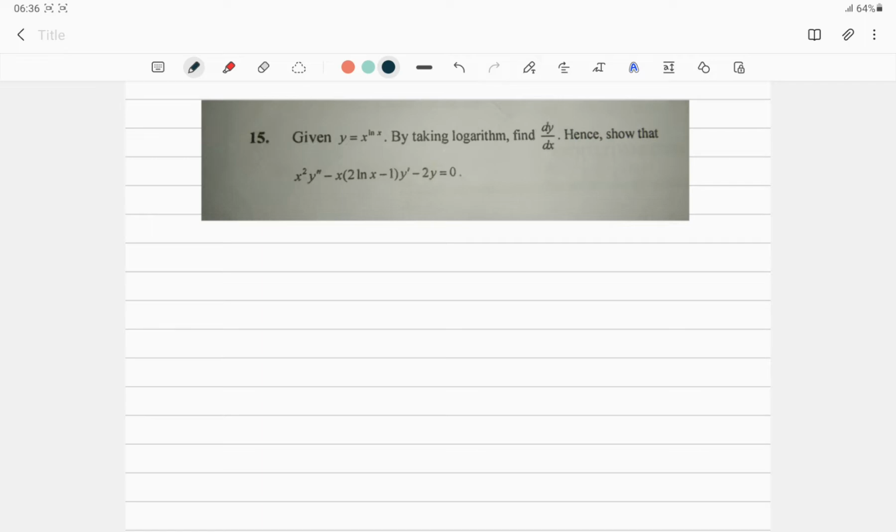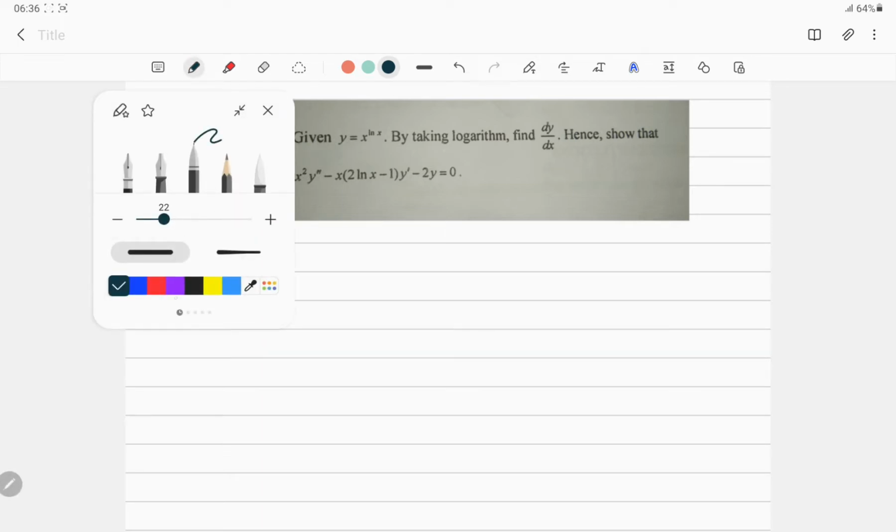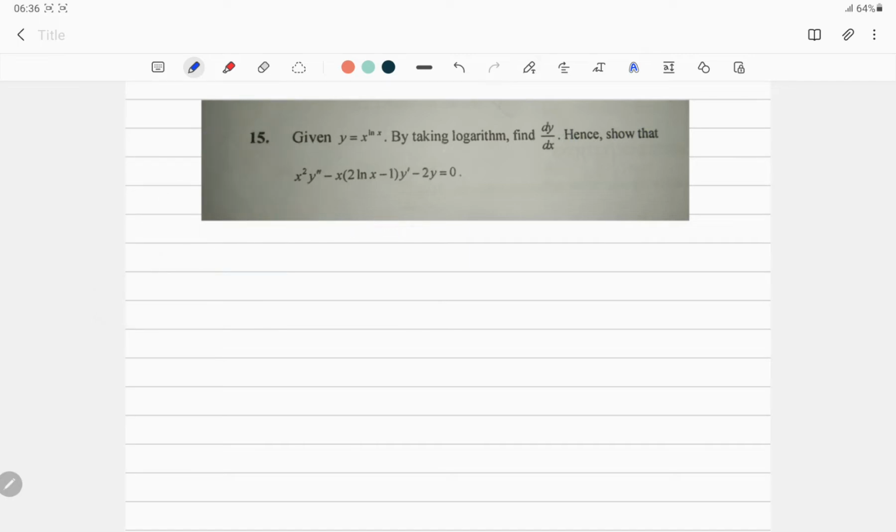Today I'm going to solve question 15, differentiation. Given y equal to x to the power of ln x, by taking logarithm, find dy/dx. Hence, show that x squared y double prime minus x(2 ln x minus 1) y prime minus 2y equal to 0. So, we have to remember this one.